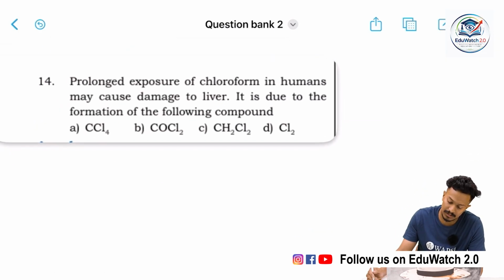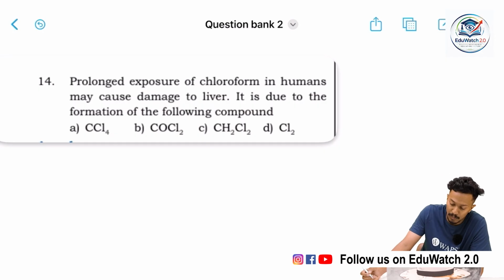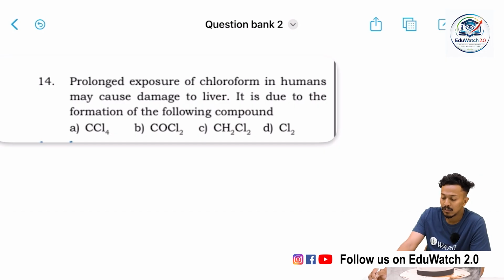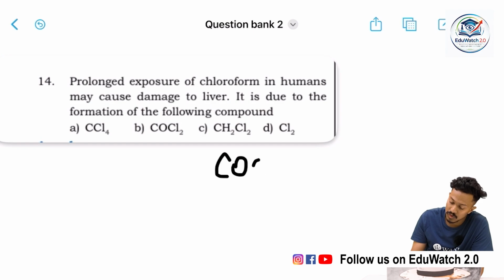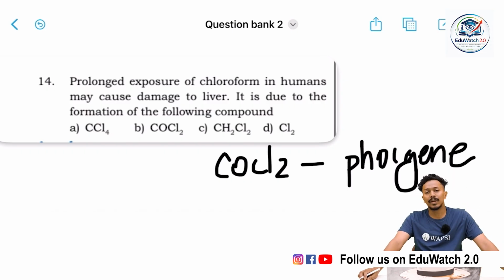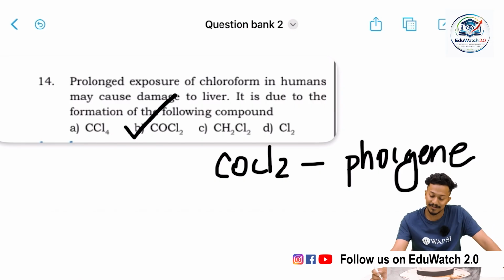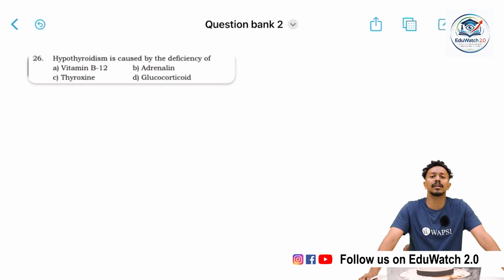Our next question: prolonged exposure to chloroform in humans may cause damage to the liver. It is due to the formation of the following compound, right? What do you think might be the compound that is formed? This is phosgene, which is COCl2. This is the phosgene that is formed in this given statement, right? Prolonged exposure to phosgene may cause severe skin damage and liver damage. So, the correct option for this question would be COCl2, right? Let's move on to our next question.